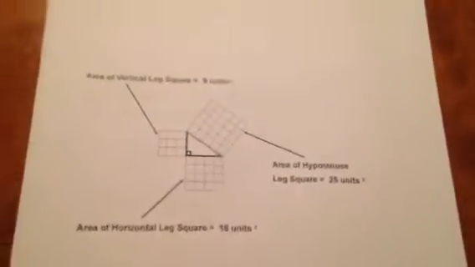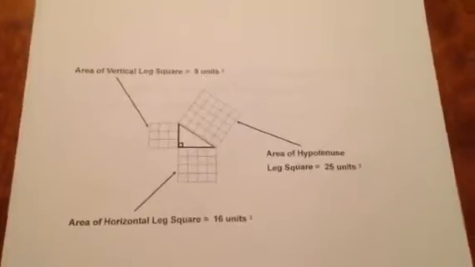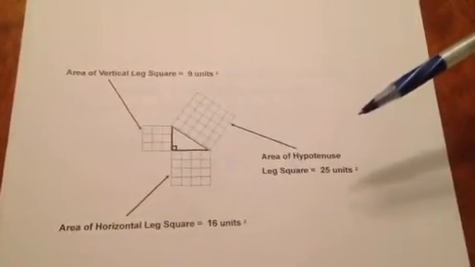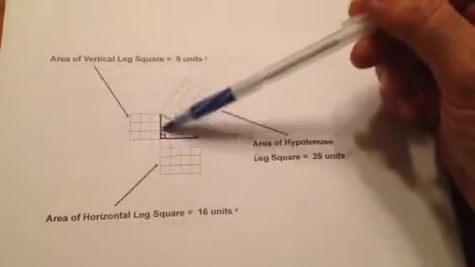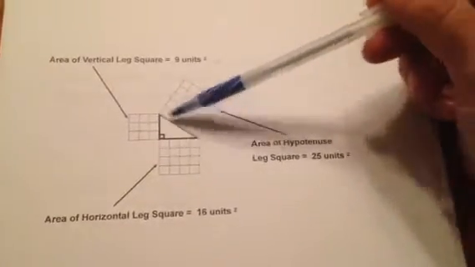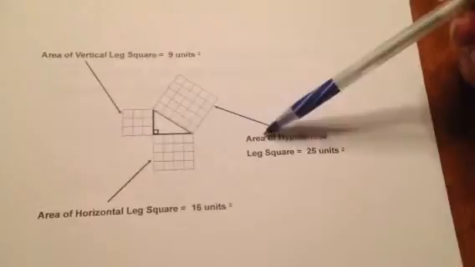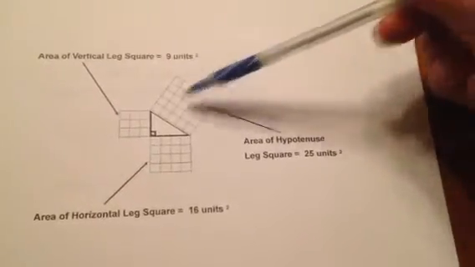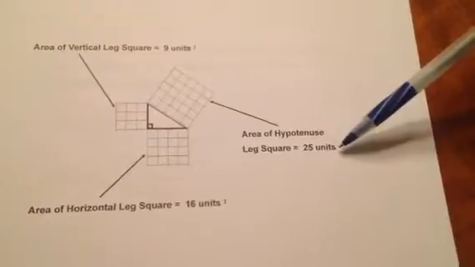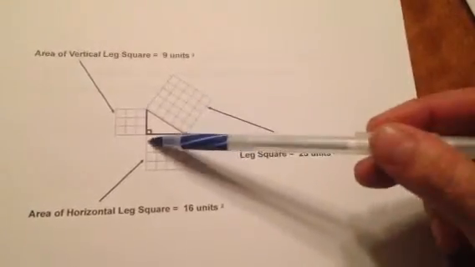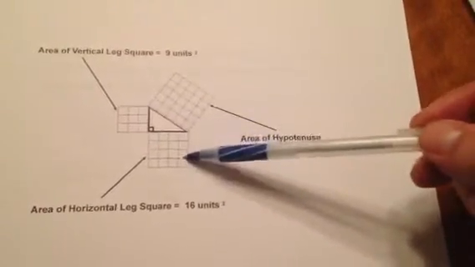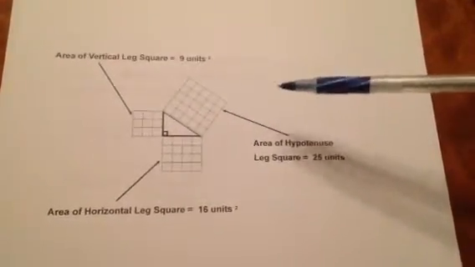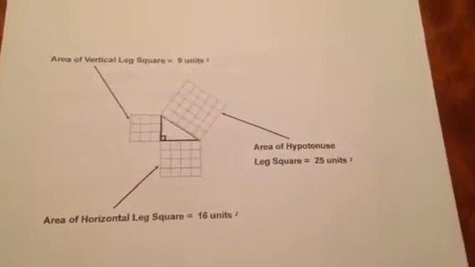So here's what he discovered in a nutshell, that if you attached a square to each side of a right triangle, this is called a vertical leg, this is called the horizontal leg, this is the hypotenuse, of course. So if we put a square on there, you notice that the area of this hypotenuse square is 25 square units. The area of this horizontal square is 16 square units, and the area of the vertical leg square is 9. He noticed something very interesting.